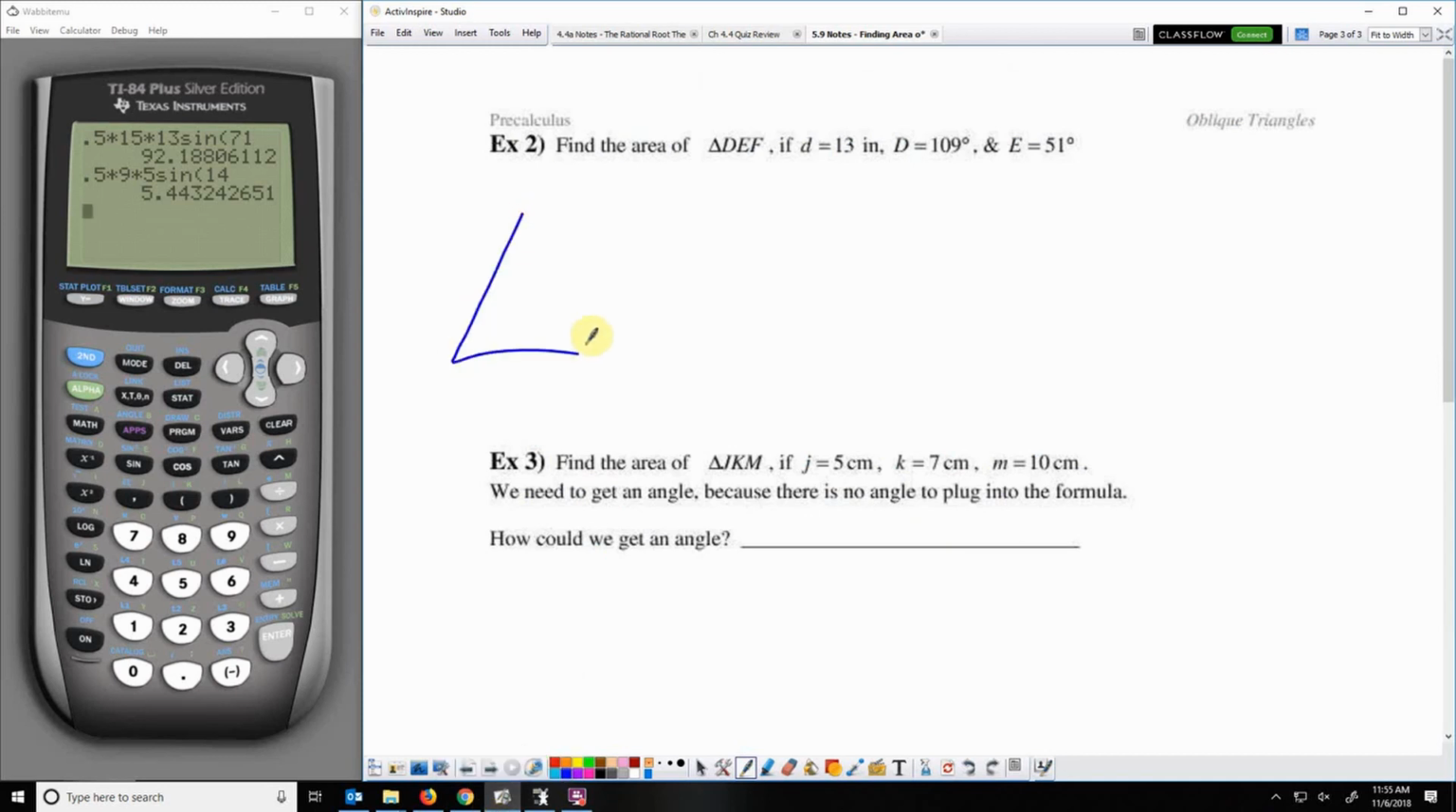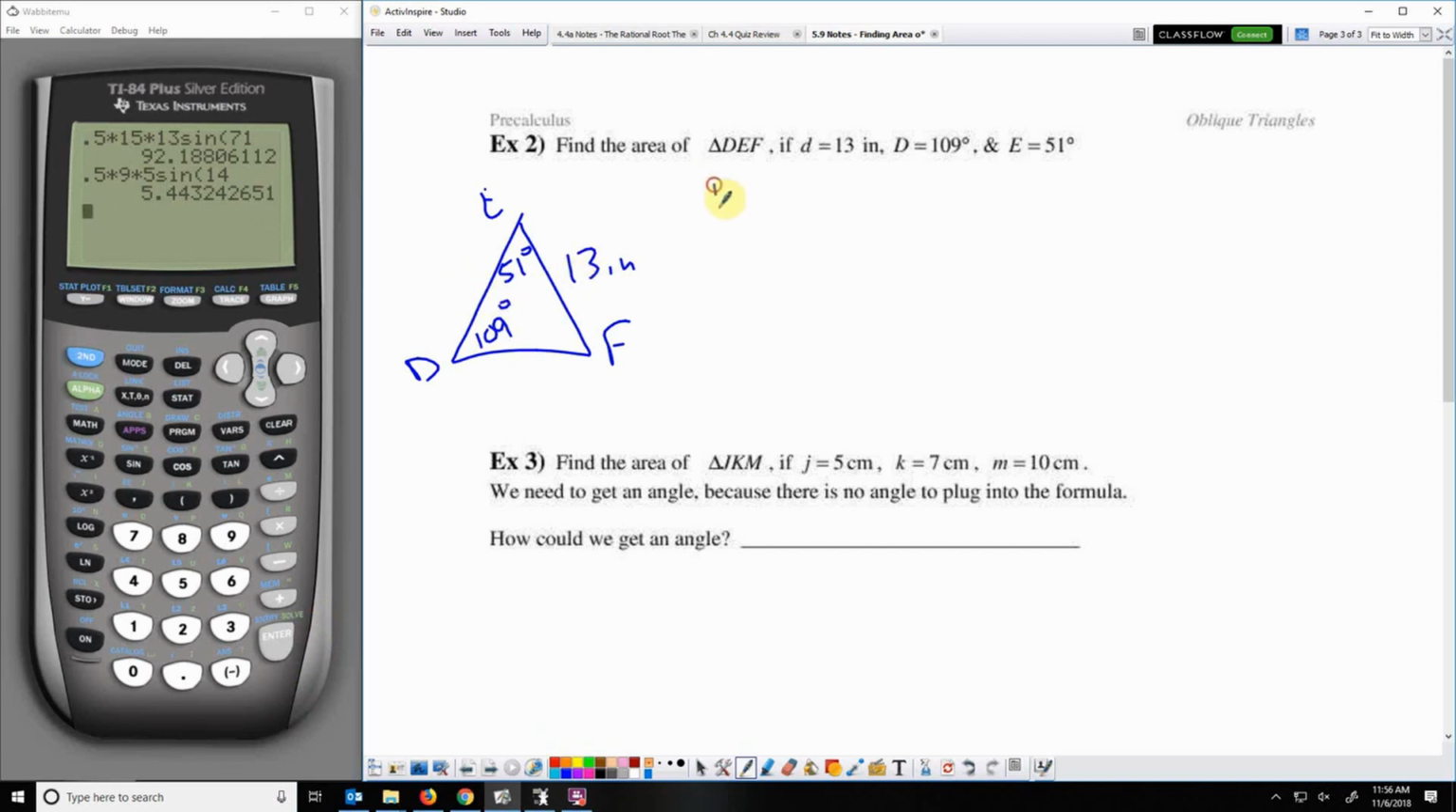Okay, so here's triangle DEF. D is 13 inches. Angle D is 109 degrees, and angle E is 51 degrees. Okay, so this time we don't have side angle side. So if we wanted side angle side, we would need to know how long is side F. Well, we can actually get that using the law of sines.